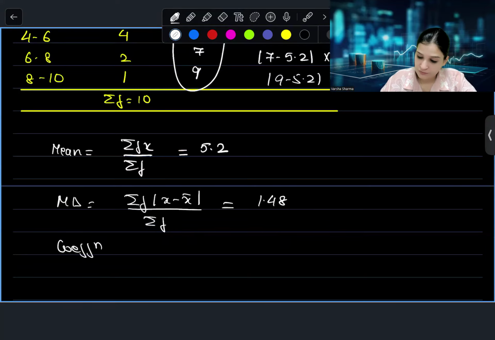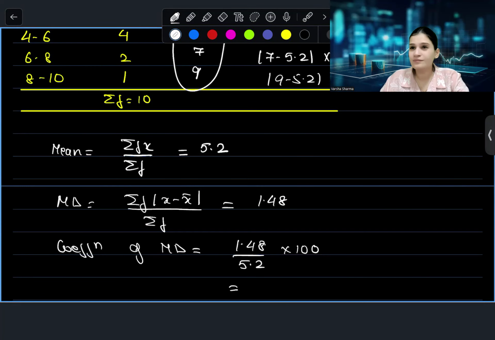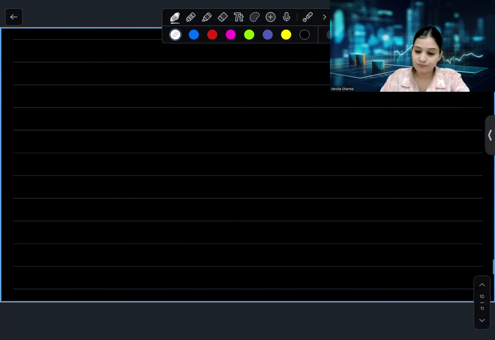Coefficient of mean deviation: mean deviation by mean into 100. Answer? 28.46. All of you got the answer? So this was mean deviation from mean. Now, mean deviation can also be calculated from median. Agree?